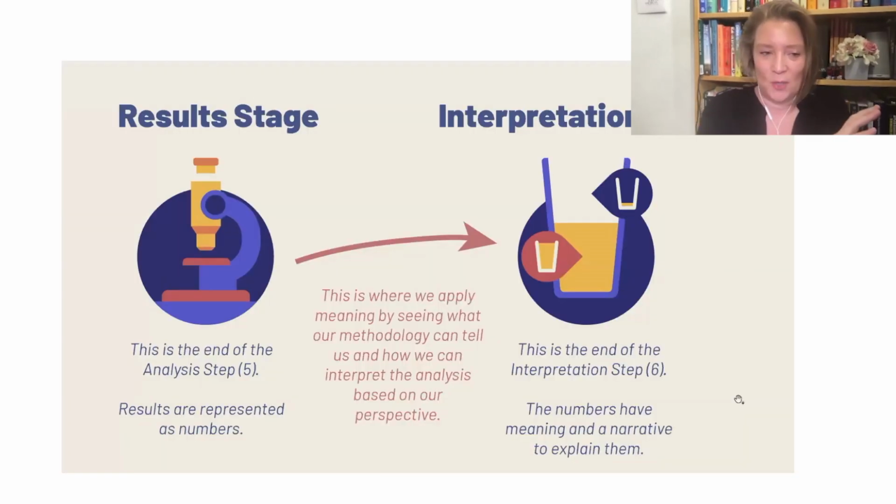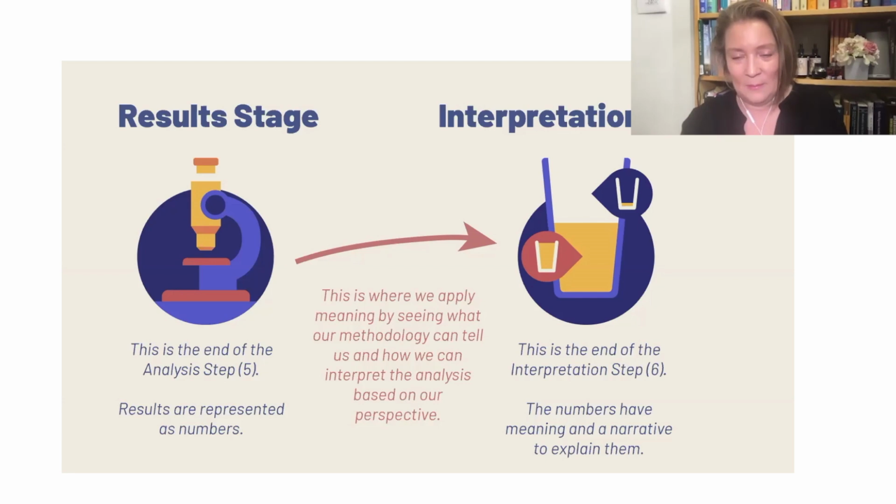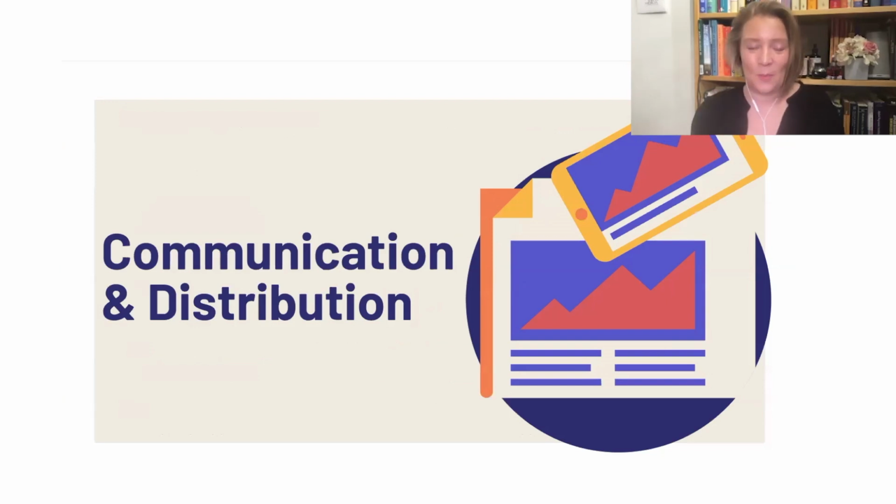This interpretation is when you take the results, which is the end of step 5, the analysis step, and you apply meaning and you embed a narrative around the results that explain them. This is really your job as a data journalist, and it's where you need to make sure that you are doing your job correctly.